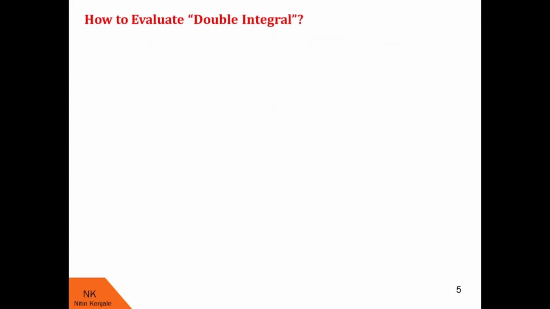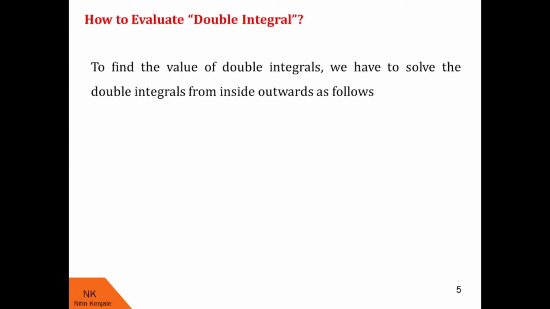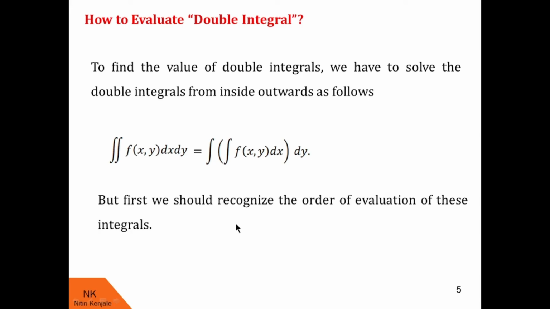Now, let us see how to evaluate double integrals. To find the value of double integrals, we have to solve the double integrals from inside outwards as follows. This is the double integral of f of x comma y dx dy. This we can write as integral of f of x comma y dx dy. I hope these parentheses have cleared the idea of evaluation of double integrals. So first we have to evaluate this inside integral and then we will evaluate the integral of the value of this integral with respect to y. But for that, one should recognize the order of evaluation of these integrals.